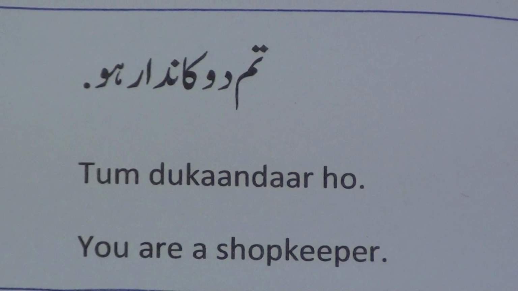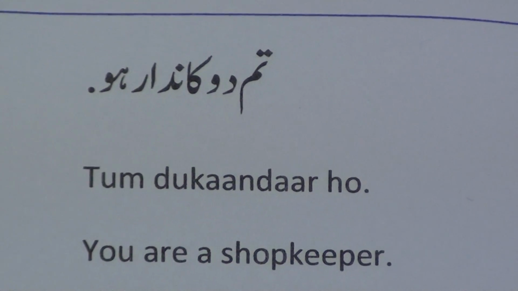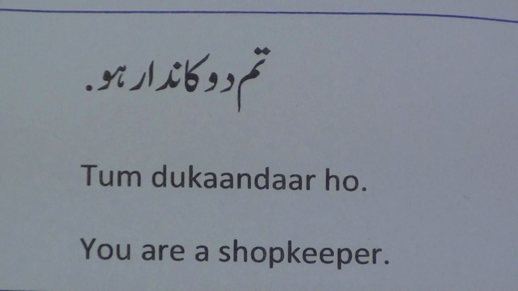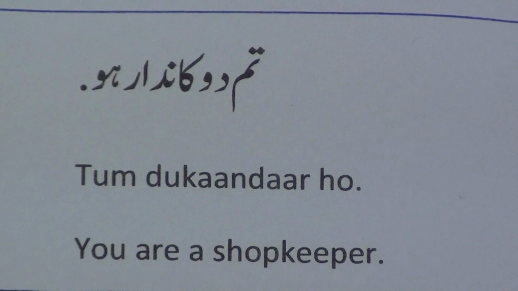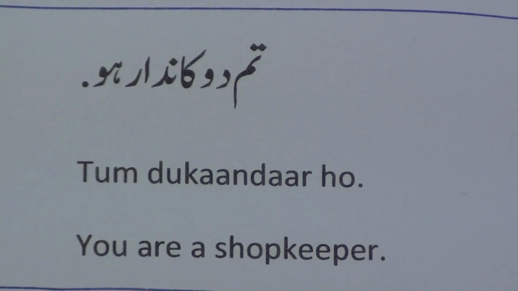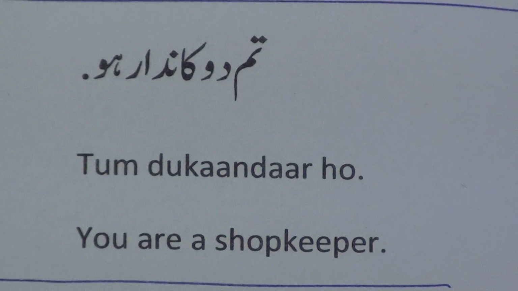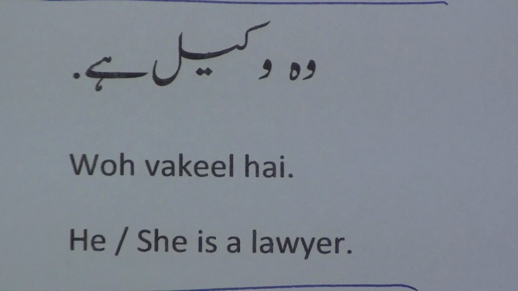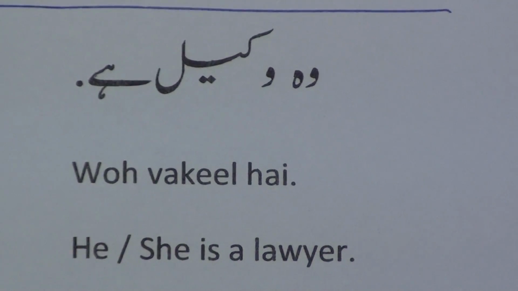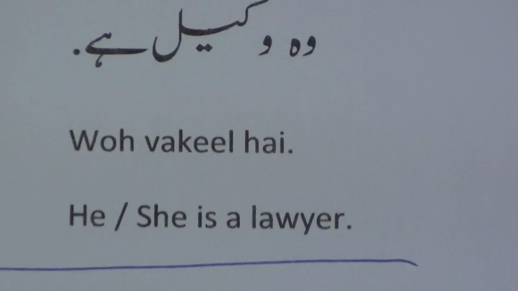तुम दुकानदार हो. You are a shopkeeper. तुम हो, you are. Shopkeeper is दुकानदार. वो वकील है, he is a lawyer. As you know, वो can be used for he or she. So वो वकील है means he is a lawyer or she is a lawyer.